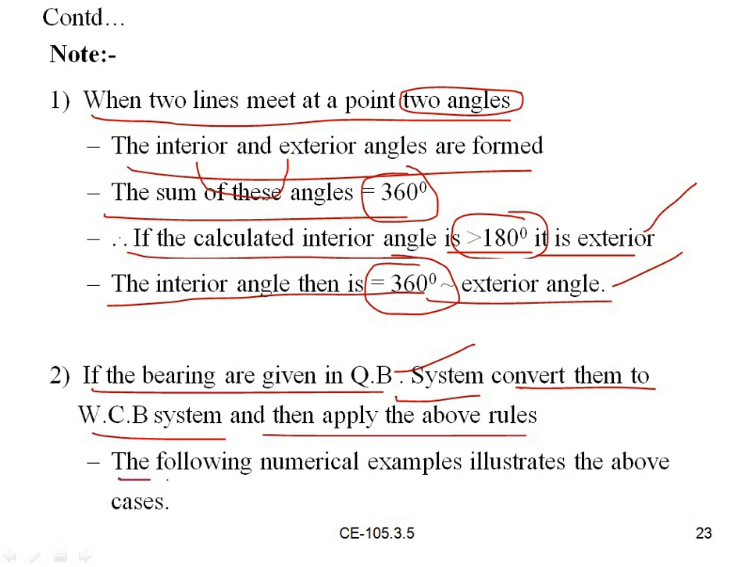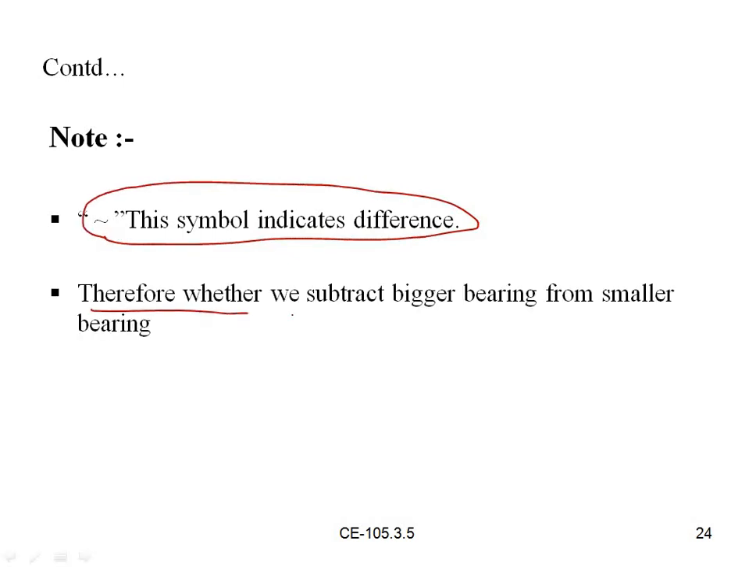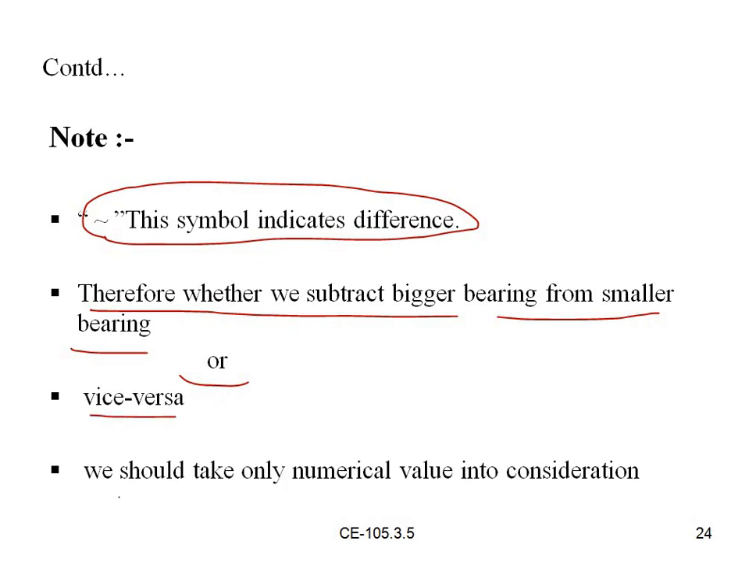Now, the following numerical examples illustrate the rules. Note, this symbol indicates difference. This is the indication of difference. Therefore, whether we subtract the bigger bearing from the smaller bearing or the other way around, we should take only the numerical value into consideration. So now see example 3.